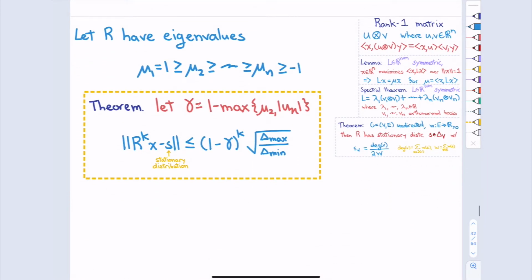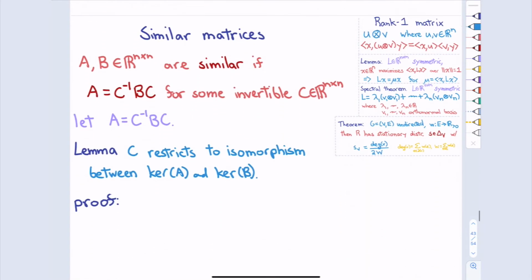Okay, so now we're getting a little bit closer to this thing we really want to prove. We know what the stationary distribution looks like. Now the next question is, how long does it take for a random walk from some vector x, any initial distribution x, to converge to the stationary distribution?